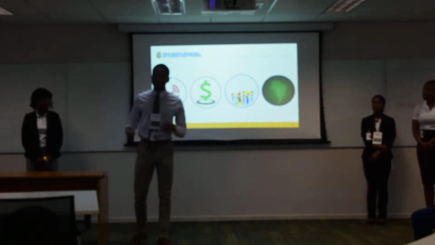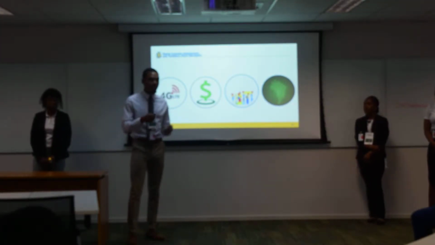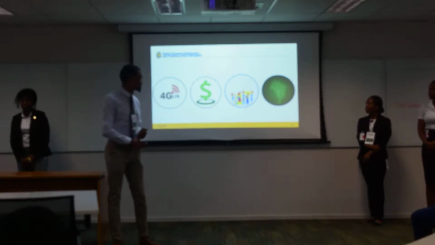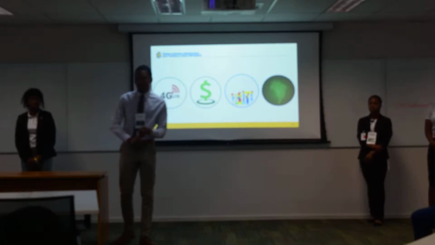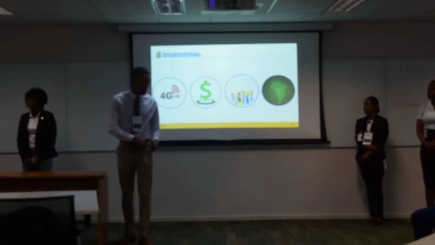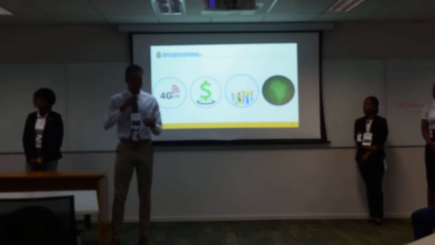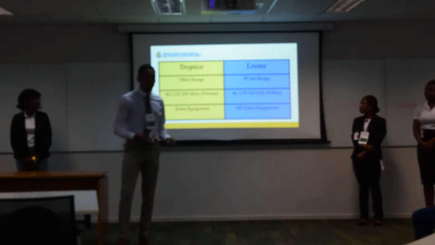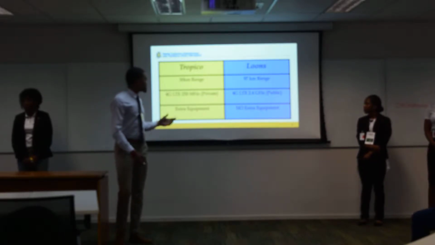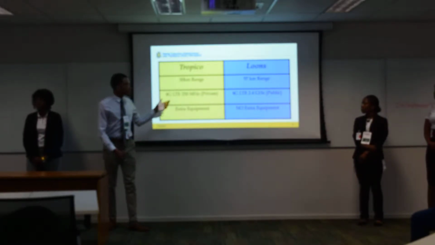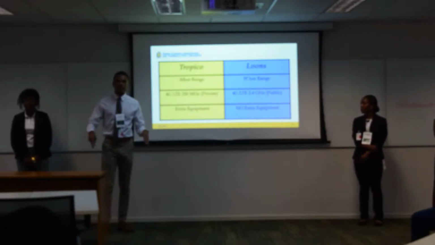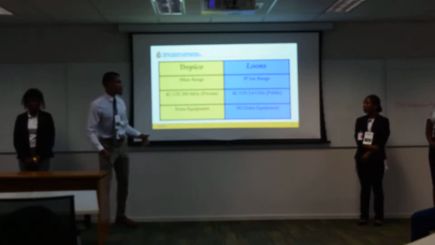However, we are saying that Loons provide a solid public 4G LTE connection. We're saying that they are cheaper than your partnership with Tropico. And we're also saying that they have a greater range and they are easier to set up. So, more details about these: as you see here, Tropico has a 30-kilometer range when it comes to reaching different areas on a farm with connectivity.